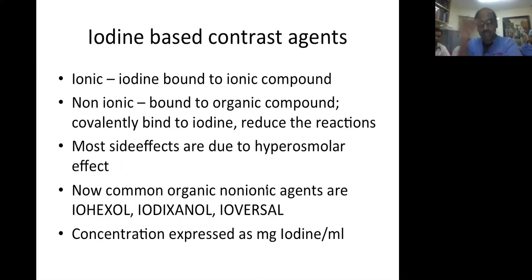I will come to contrast induced nephropathy a little later. Iodine-based contrast agents are traditionally divided into two groups. One is called ionic and the second is non-ionic.